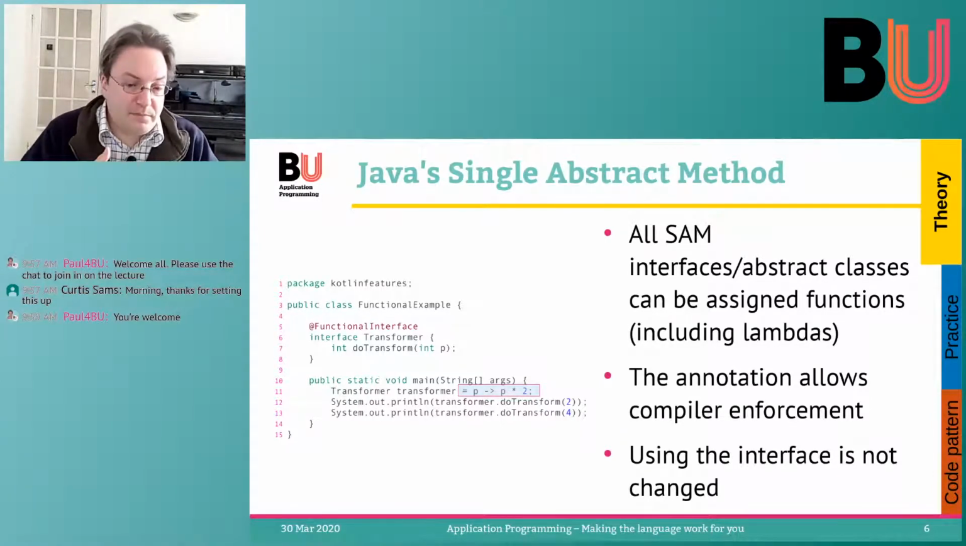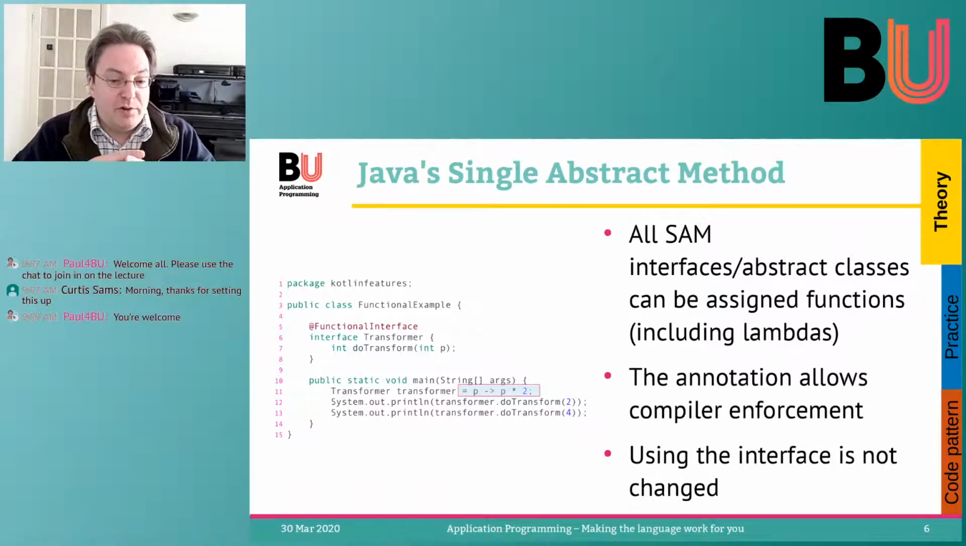Another point, there is this annotation called @FunctionalInterface that basically gets the compiler to check this for you. That's what the annotation is for.